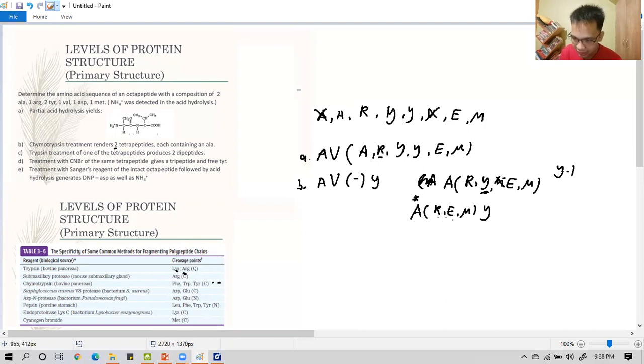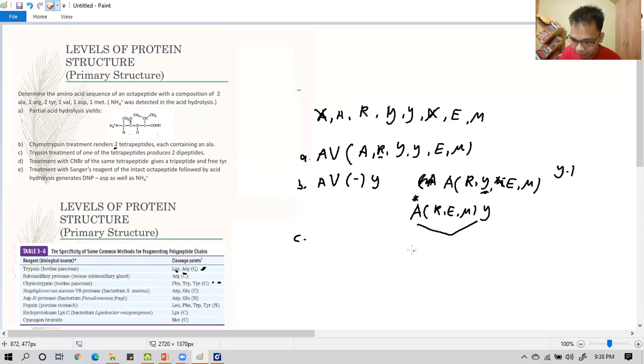So nakaka-3-0 na tayo. So sa may C naman natin, trypsin treatment, one of the tetrapeptide, any of here, yields a dipeptide, produce 2 dipeptides. So, at trypsin natin, ang ano bang iniklib niya? D-lysine and arginine. So, dito wala naman dito. Kasi kapag dito, guys, it will produce a tripeptide and monopeptide. So, ibig sabihin, dito tayo.